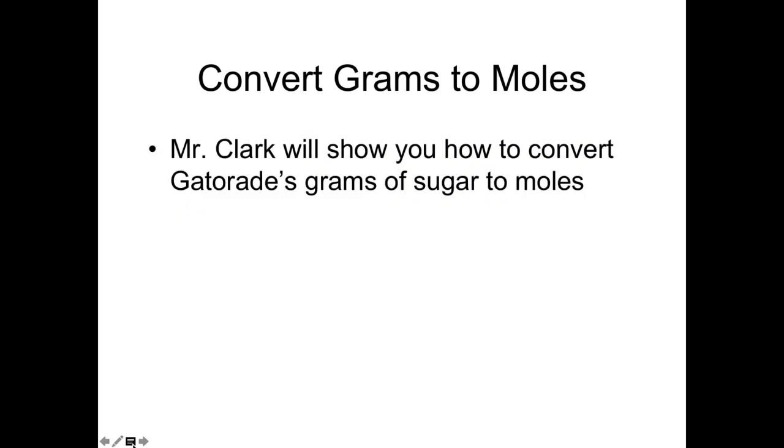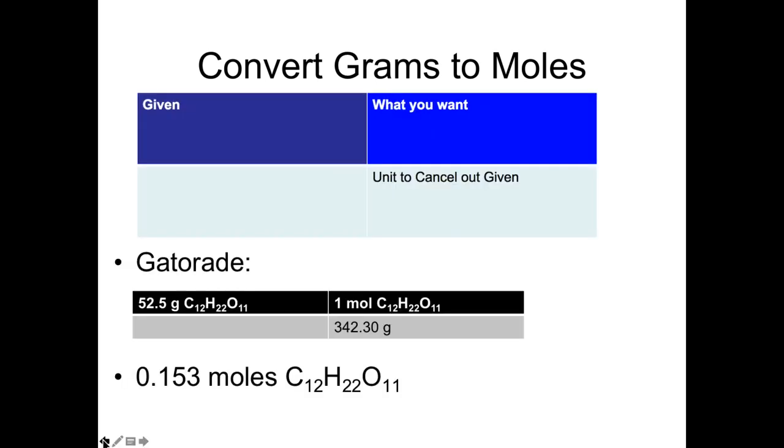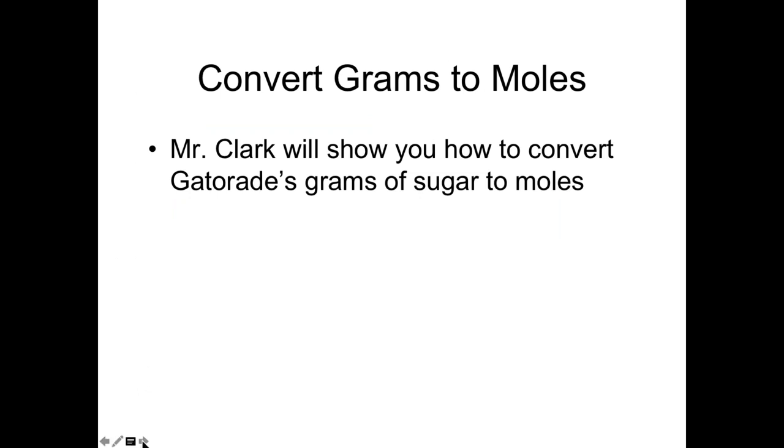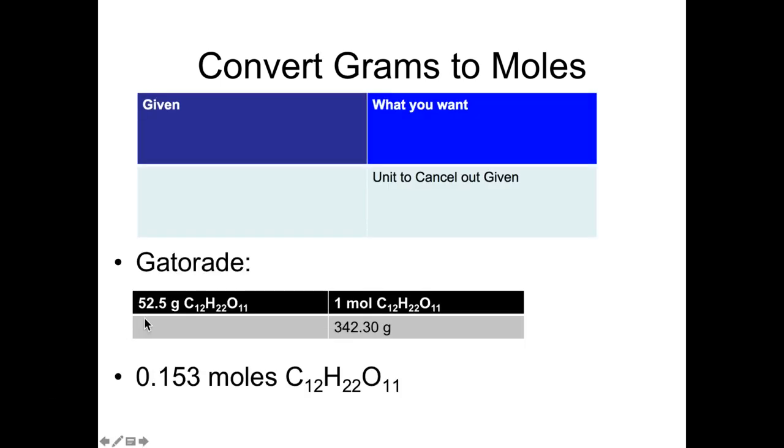So let me go ahead and walk you through this for Gatorade. The drink Gatorade actually has 52.5 grams of sugar. So the given for Gatorade would be 52.5 grams. That's going to go up here in the upper left. I need to get 1 mole, so I will put 1 mole of sugar, sucrose, right here. And then the molar mass of sucrose is 342.30 grams.